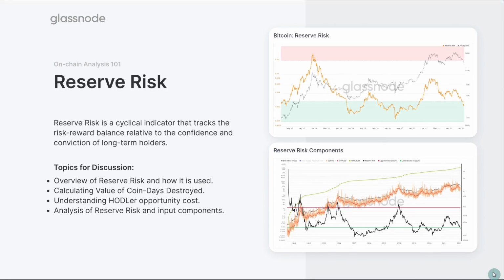So the reserve risk metric is this big picture cyclical oscillator. And what it's really trying to track is when the reward and the risk profile is in the favor of HODLers, i.e. at the end of bear markets when they're undertaking extreme accumulation, or when it's getting towards the end of bulls and they're actually liquidating a large portion of their coins into strength.